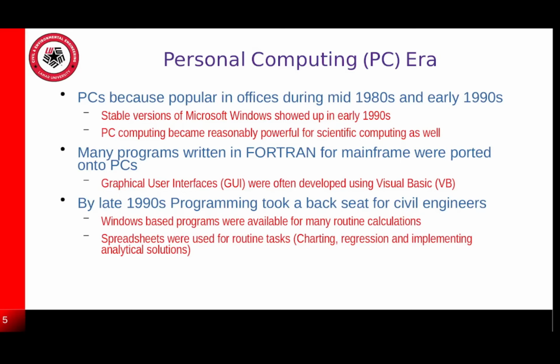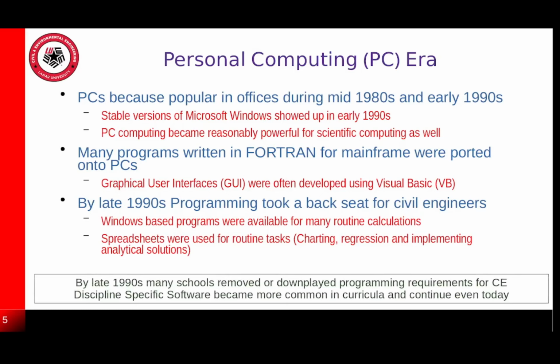without needing large computers. And also, because you had graphical user interfaces, a lot of these programs could be run by people who were not formally trained in Fortran or in numerical methods. All of that became a black box, hidden from the front end which the engineers interacted with. As this started happening, programming started to take a backseat in the civil engineering curriculum as well. Many schools in the late 90s downplayed the programming requirements.